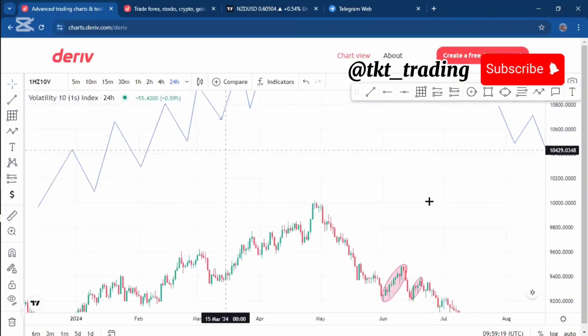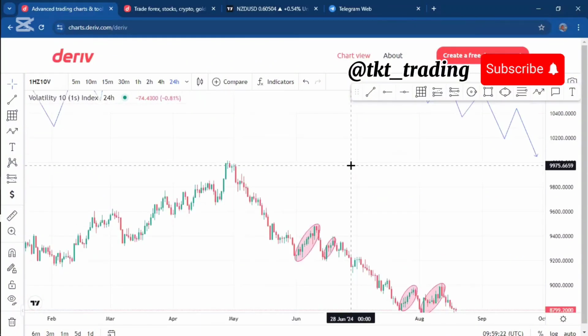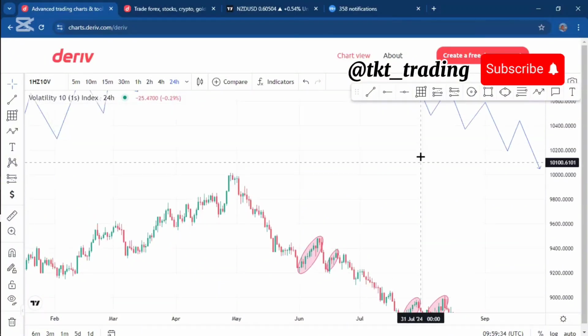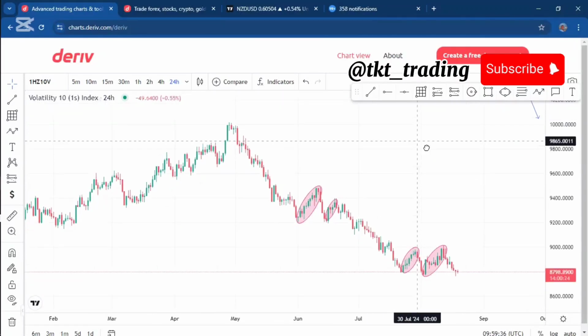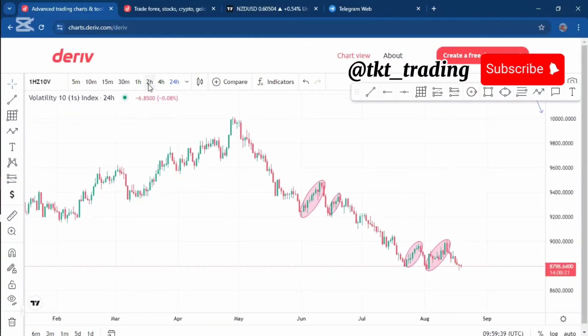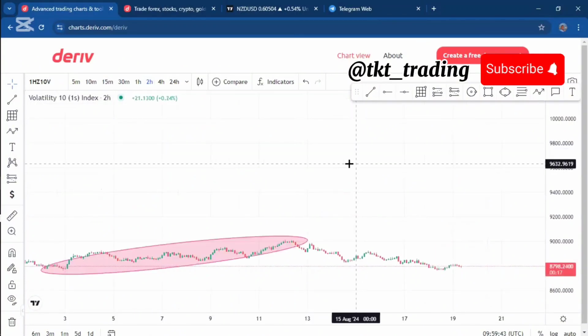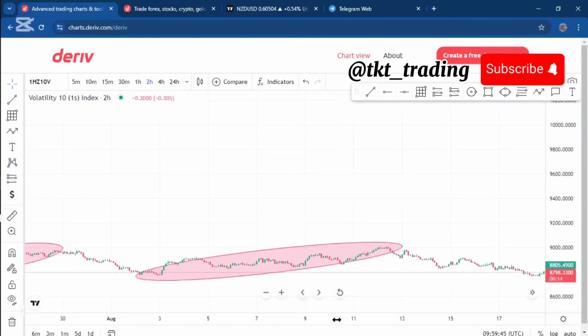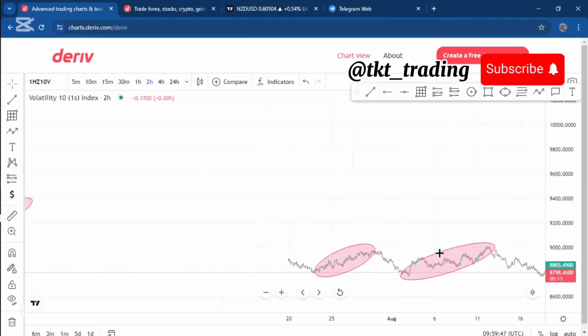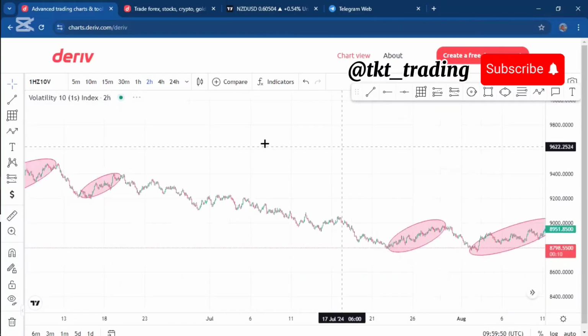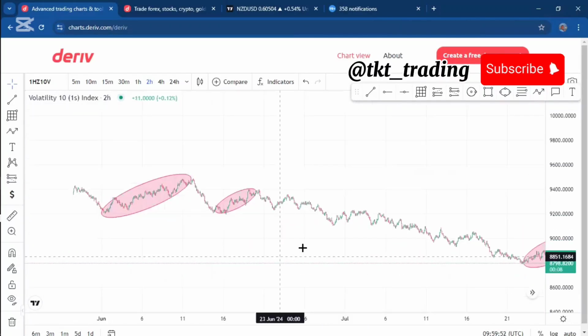So right here now, let's move to a much lower time frame, because this is the 24 hours time frame we're watching this market from. Can you hear me? Okay, yes. So let's move to a much lower time frame for more clarity. Let me move to the 2 hour time frame so that you will learn how to fully utilize a trending market and wait for that perfect retracement.